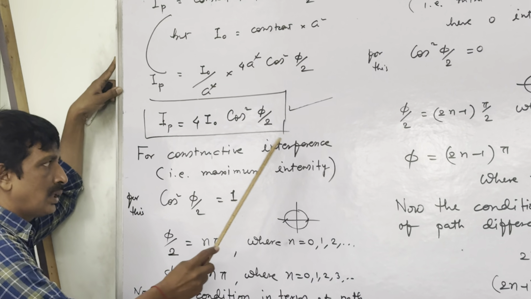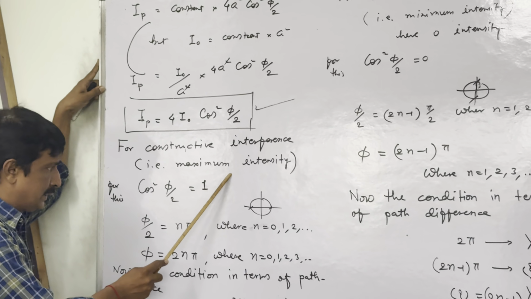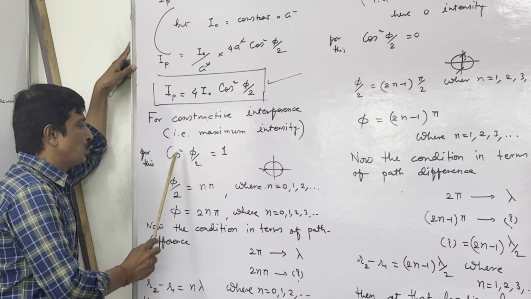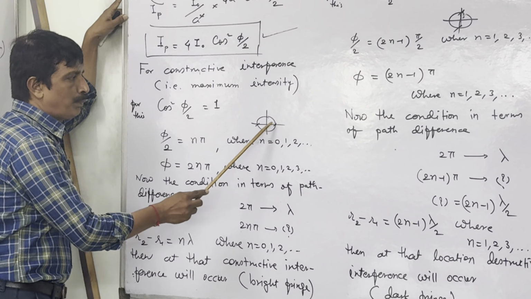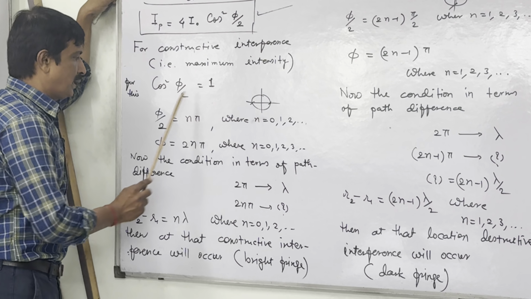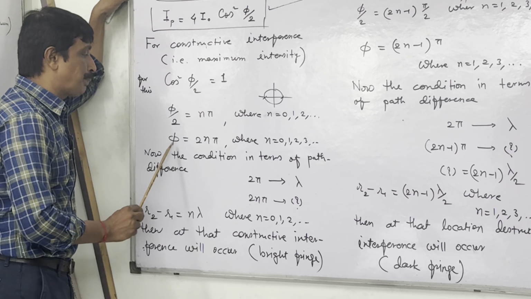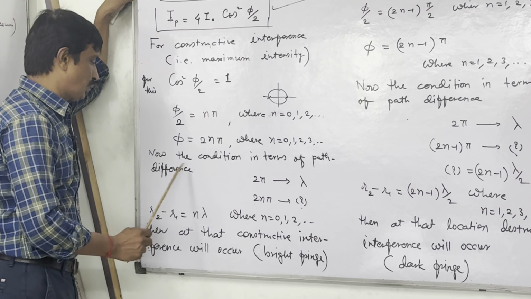Now for constructive interference, that is maximum intensity, we want cos square phi by 2 to be 1. So phi by 2 must be a multiple of pi: 0, pi, 2 pi, and so on, where n is 0, 1, 2. So phi, the phase difference at P, is 2n pi, where n equals 0, 1, 2, 3.